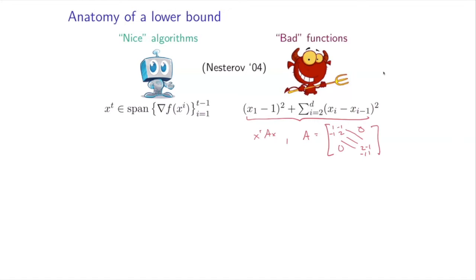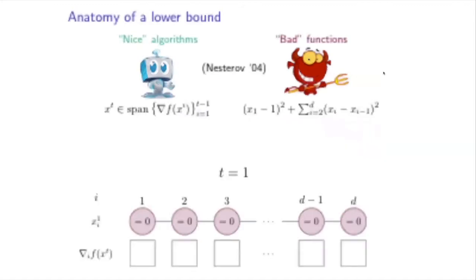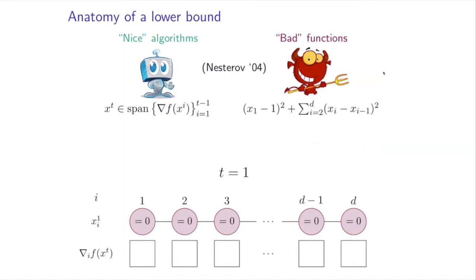Well, this is bad because it has this chain structure where you get information about x1, but then x1 only communicates or interacts with x2, and so on and so forth. So what's going on here? Let's think about the iterations of our algorithm. What I'm drawing here, i indexes my coordinates. So this is coordinate 1 of my vector, coordinate 2, coordinate 3, all the way up to coordinate d for the dimension. And then I have my vector x.